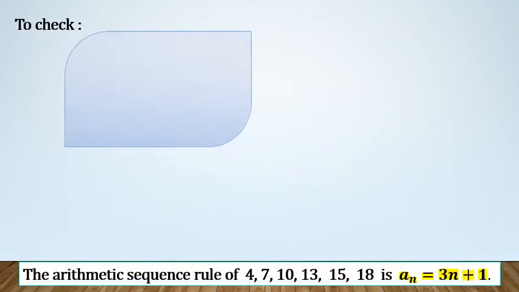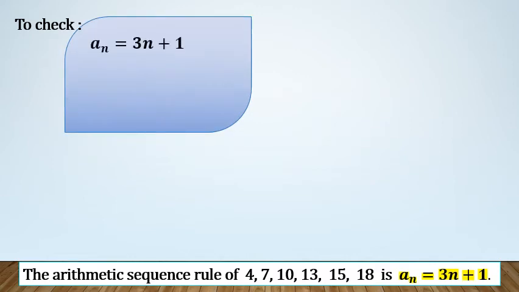To check, hahanapin natin ang first term kung tama. So, a sub 1. Since 1 na ang n, papalitan din yung n sa rule na 1. 3 times 1 plus 1. A sub 1 equals 3 plus 1 equals 4. The first term is equal to 4. So, tama naman dito.